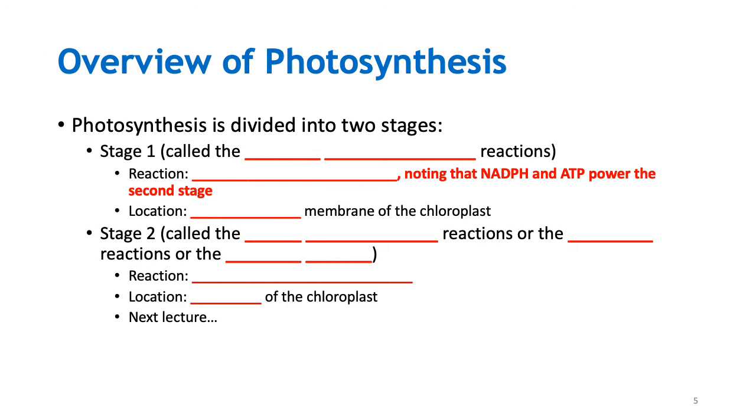So here's my overview slide of photosynthesis. I want you to know that photosynthesis can be divided into two different stages. Stage 1 is what we're going to lecture on today, and it's called the light-dependent reactions. As the name implies, it depends on light to get through this stage. And the products of this stage are going to be used in stage 2, which I'm going to talk about in just a moment.